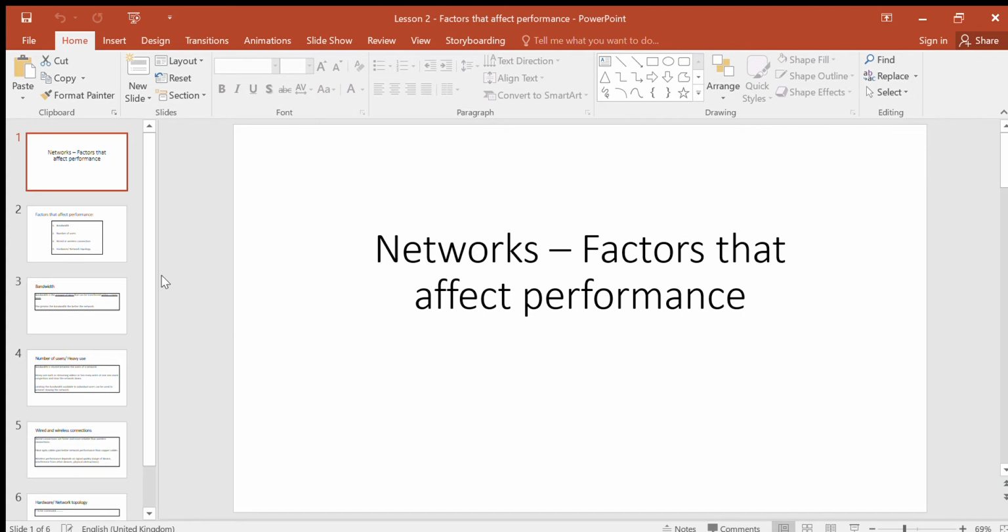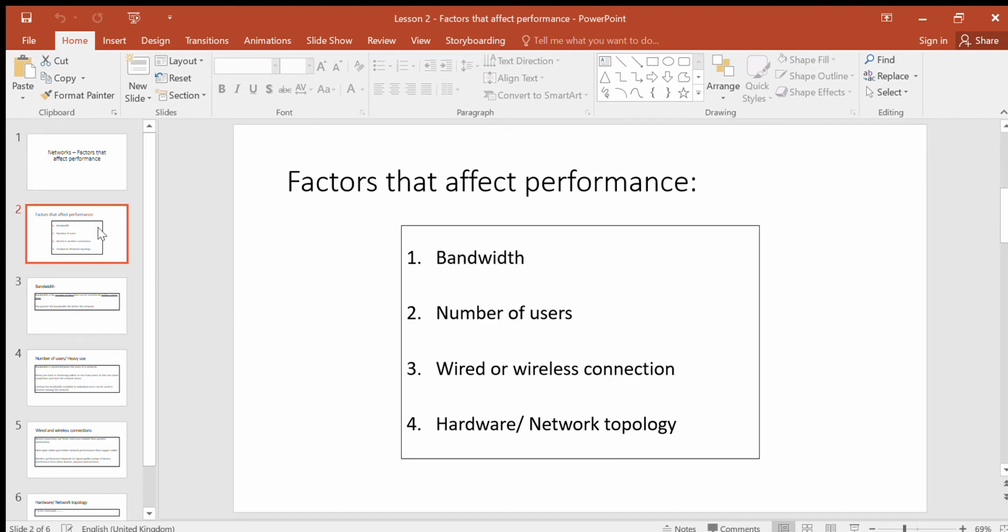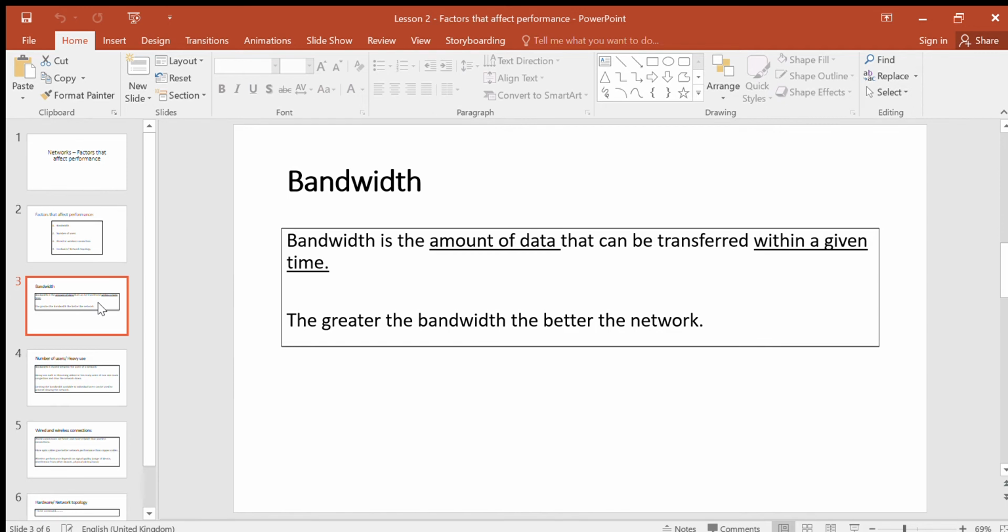Okay, so as far as GCSE computer science is concerned, these are your 4 factors that affect the performance of a network. And we're going to look at each one. So we're going to look at bandwidth, the number of users on a network and how that affects it, what type of connection you're using, and how different pieces of hardware or the topology, which is the setup of your network, affect how fast your network is running. So let's start by looking at bandwidth.